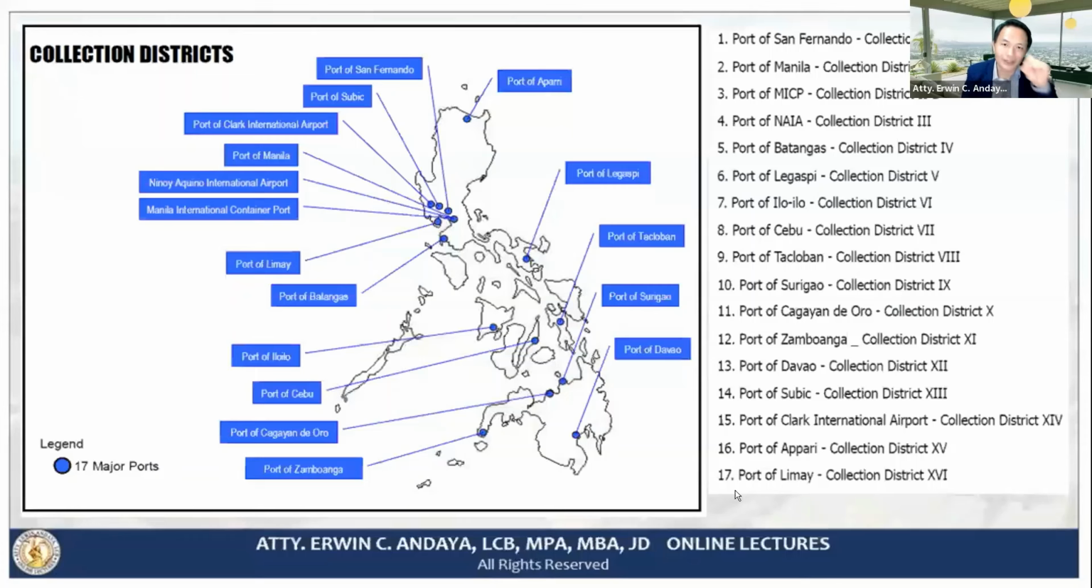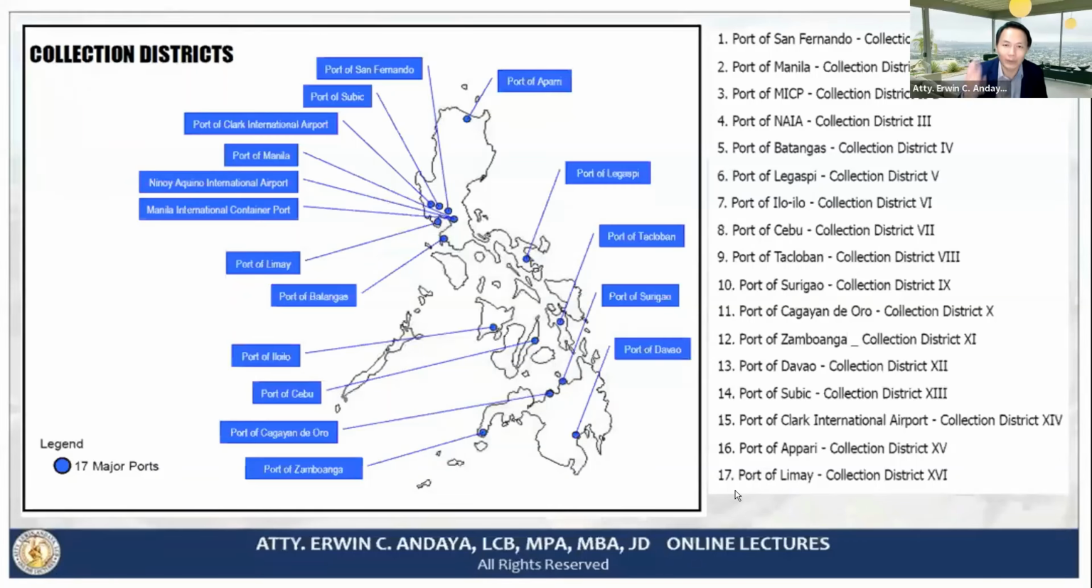Anong district port? Si Port of San Fernando. Collection District 1 or Customs District 1. Di ba? Anong port? Anong district? Collection District? Si Port of Limay. Customs District 16. Sir, bakit 16? Bakit Customs District 16 si Limay pang number 17 siya? Kasi nga, dalawa po yung nagsishare ng Customs District 2. Meron po tayong Customs District 2A na Port of Manila at Customs District 2B na MICP.